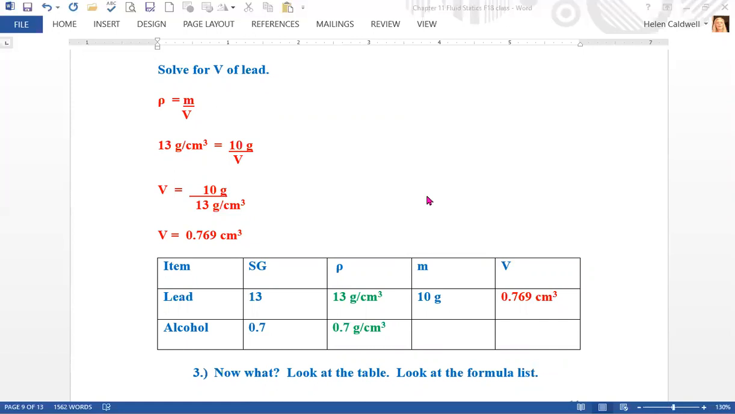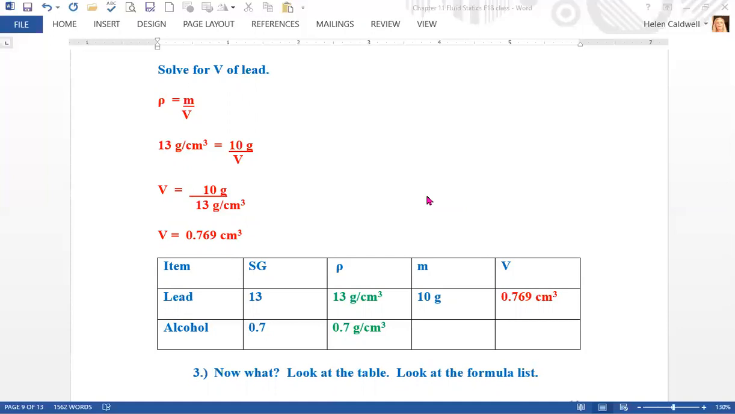So how do we decide if it's a floater or a sinker? Well, an object that has a density greater than the density of water will sink. I'm sorry, greater than the density of the fluid it's in. Since we're not in water, water wouldn't help us very much. So an object that has a density larger than the density of the liquid it's in will sink. One that has a density smaller than the liquid it's in will float.